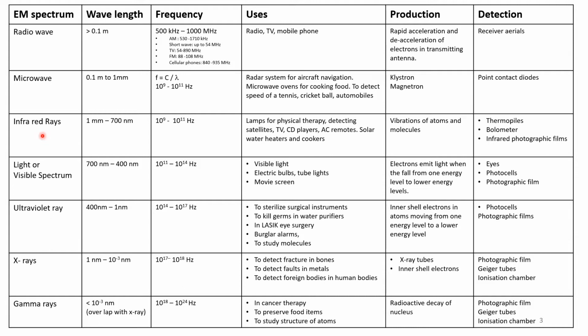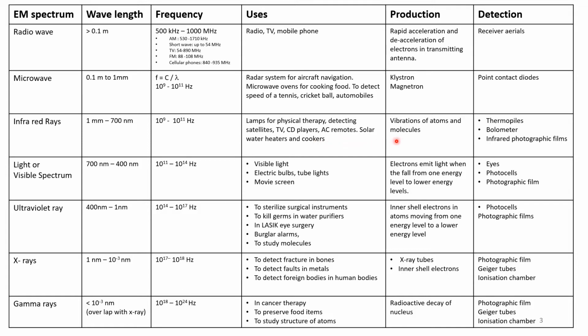Infrared rays. The wavelength of infrared rays ranges from 1 mm to 700 nanometer. The frequency range is 10 to the power of 11 to 10 to the power of 14 hertz. We use infrared in labs, physical therapy, detecting satellites, TV, CD players, remotes, etc., solar water heaters and cookers.